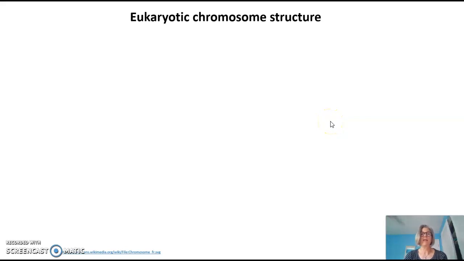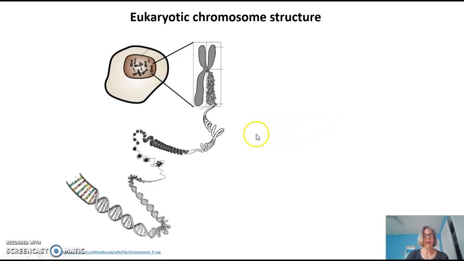Hi everyone. Tonight's video is on eukaryotic chromosome structure and how it changes throughout the cell cycle. So this is a picture of what our DNA looks like folded up into a chromosome.